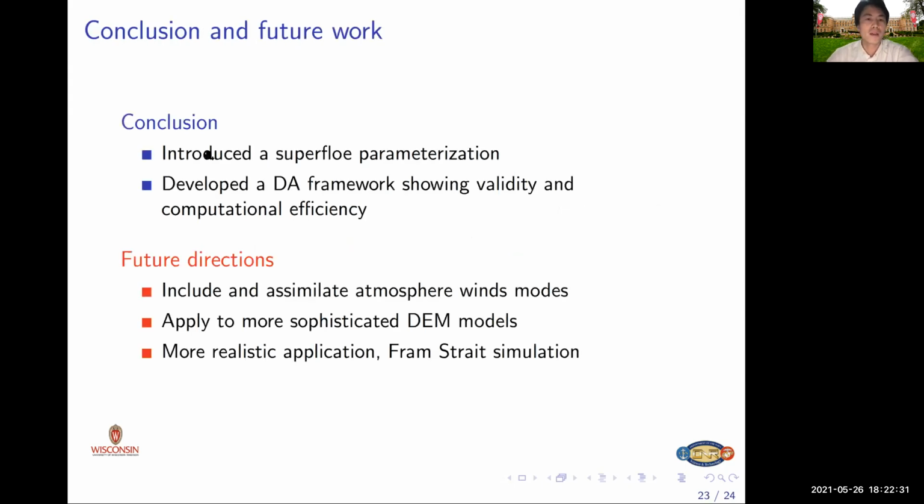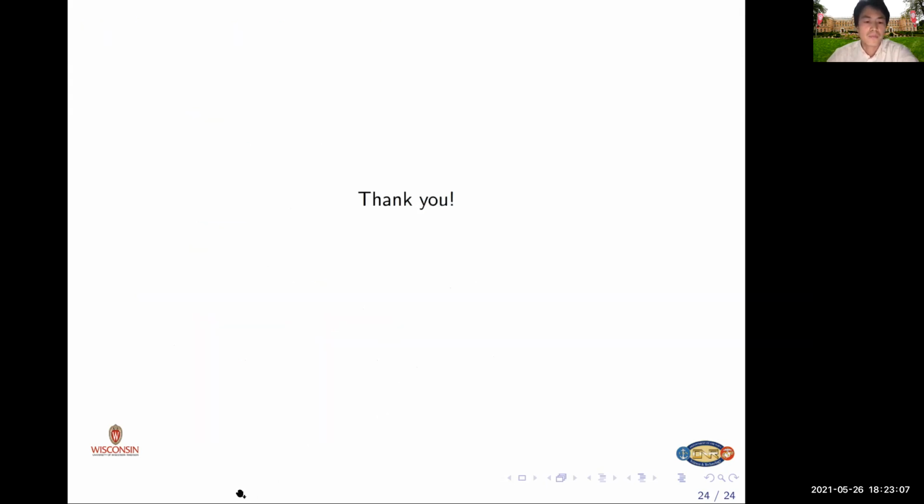To conclude my talk, I introduced a superfloe parameterization with a focus on data assimilation. We developed a data assimilation framework with the goal of gaining computational efficiency. For future directions, we would like to include and assimilate atmosphere wind modes, apply this to more sophisticated DEM models, and look into more realistic applications like the Fram Strait simulation. Thank you. I'll stop here.